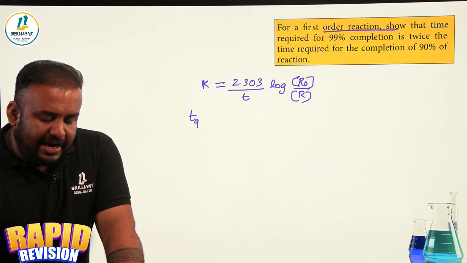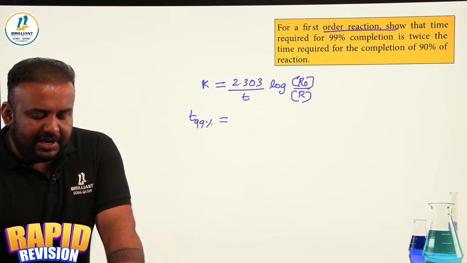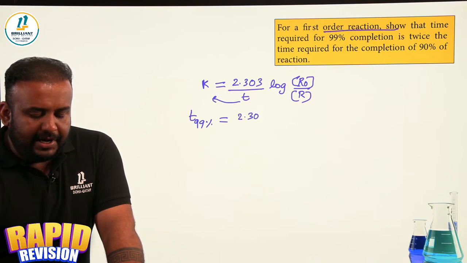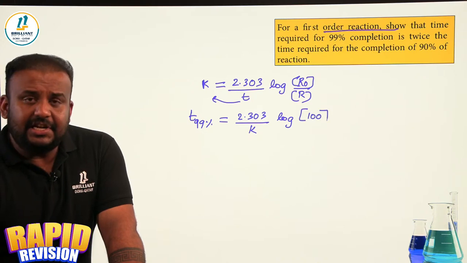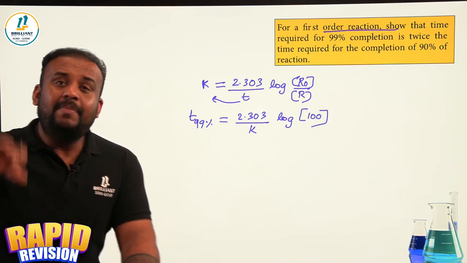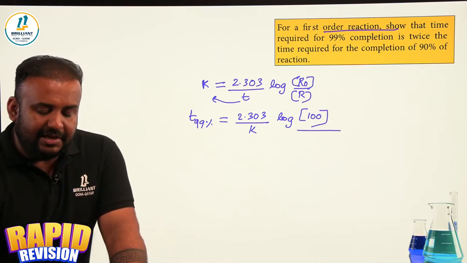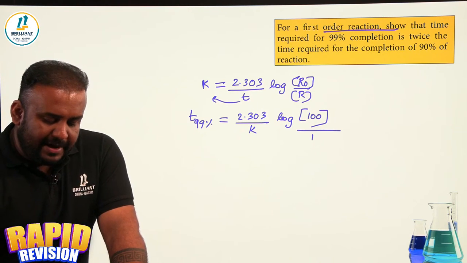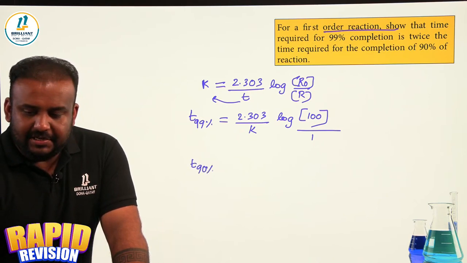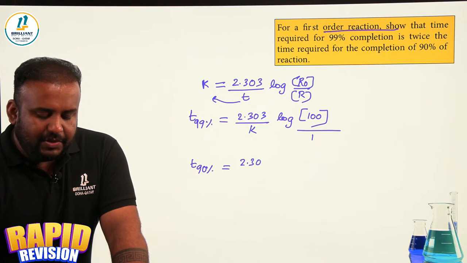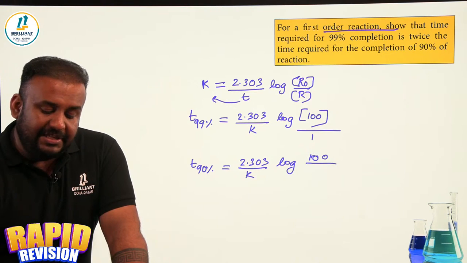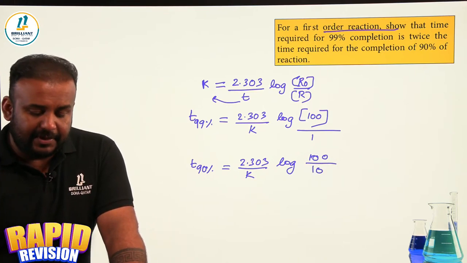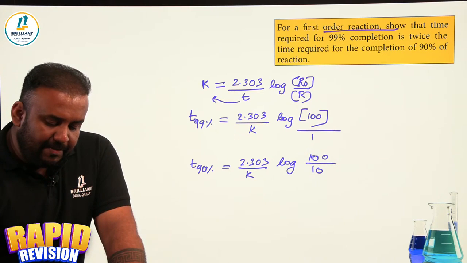Time required for 99%. How can I write an expression? It will be 2.303 divided by K log of, let me take initial concentration 100. 99% completion means what? How much is remaining? 1% is remaining. So 100 by 1. And what will be 90% completion? 90% will be 2.303 by K log of 100 divided by 10, because 90% is completed, means remaining is 10.